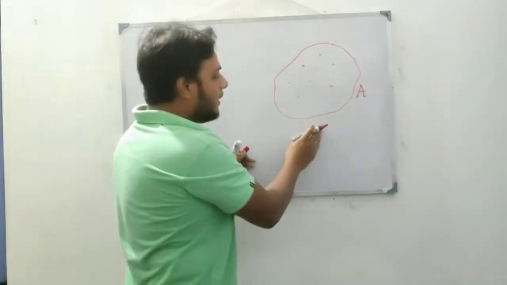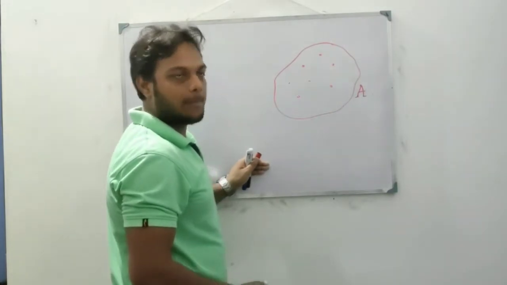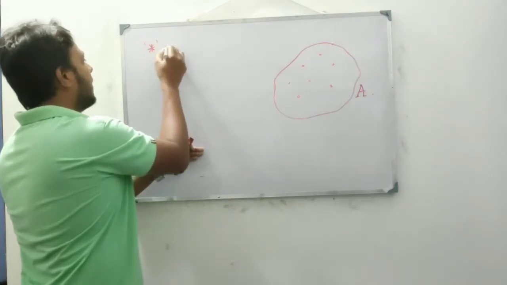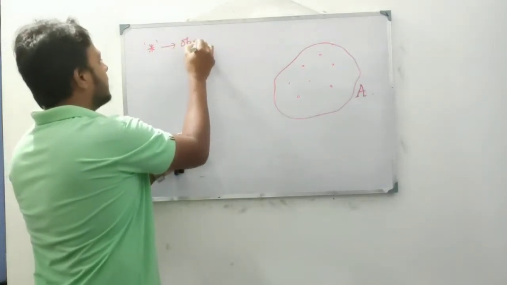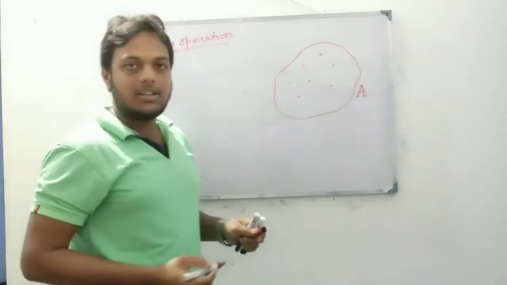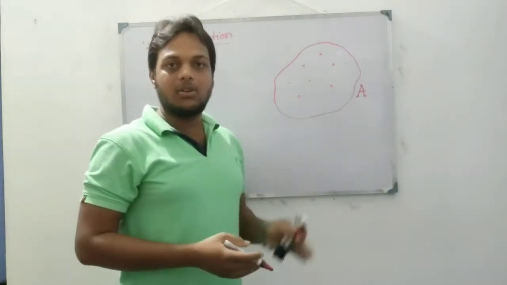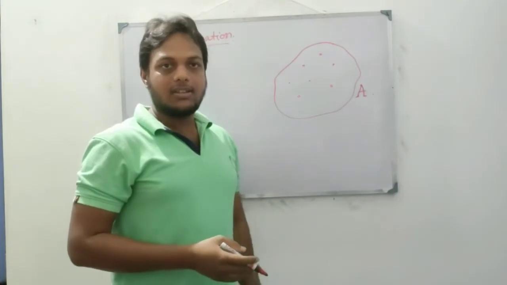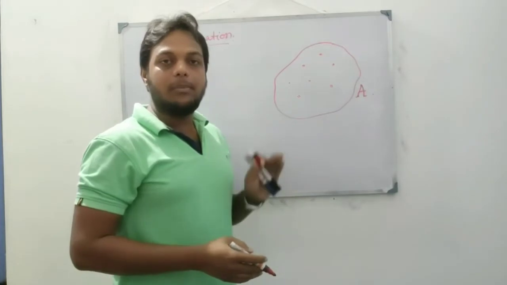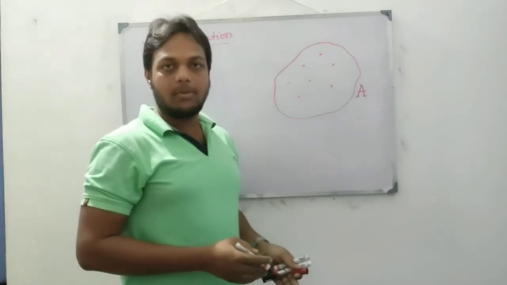Now we will learn the binary operation on the set A. Suppose I am considering an operation star. Up to now, this is just an operation. Now we will check whether this operation is binary or not. So how to check that? The checking procedure is, first see this part, after that I will give the definition. Then you will better understand the definition of binary operation.